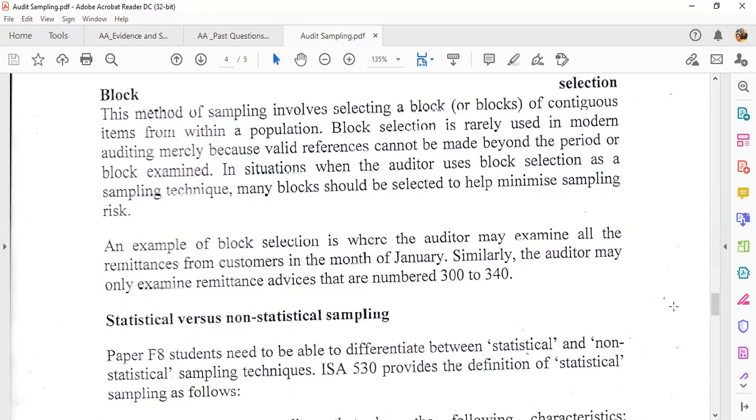An example of block selection is where the auditor may examine all the remittances from customers in the month of January. Similarly, the auditor may only examine remittance advice numbered 300 to 400. You can see this example is very, very clear now.